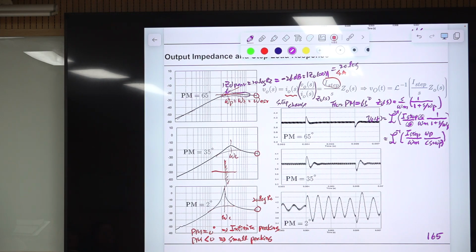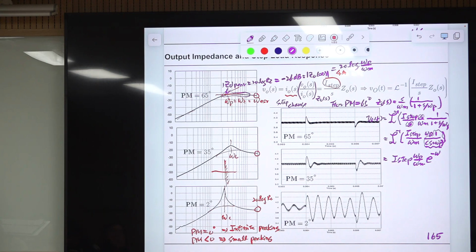So this value is 20 log omega p divided by omega m, something like this. All right, so we have a hint here. If you take the inverse Laplace transformation, this is a constant, omega p divided by omega m, and this is the inverse Laplace transformation of this one.